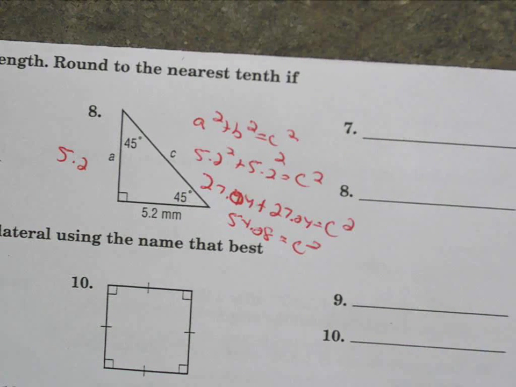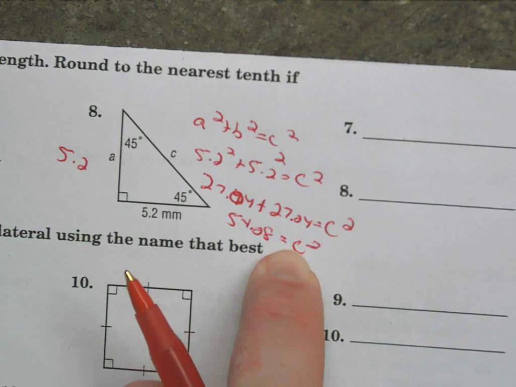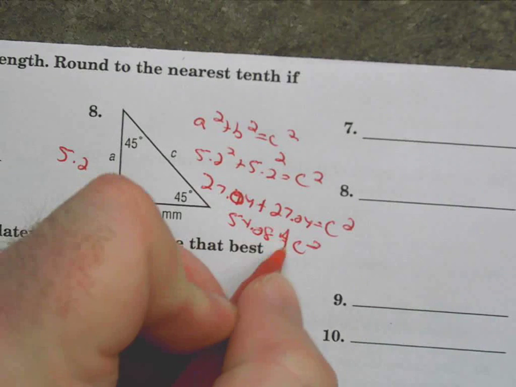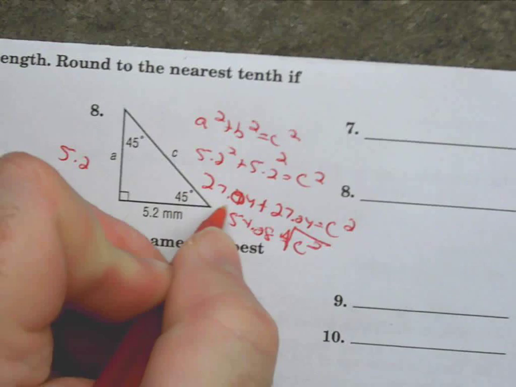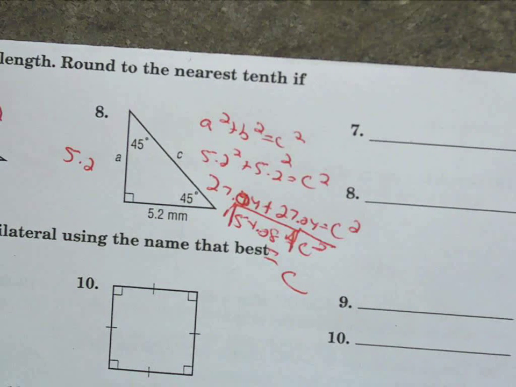What do I do when I get to this part? I have a C squared answer. That means C times C. I don't know what C has to begin with. Zach? It's the square root of C squared and the square root of 54.08.